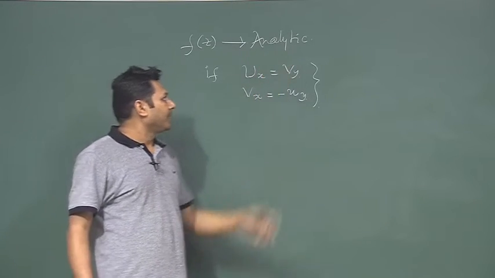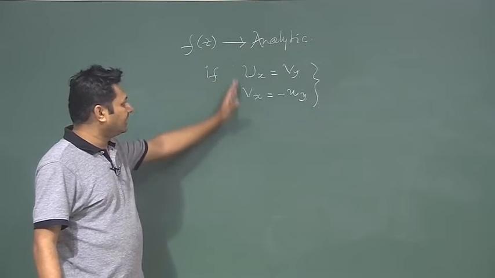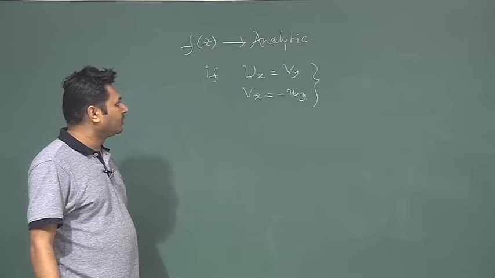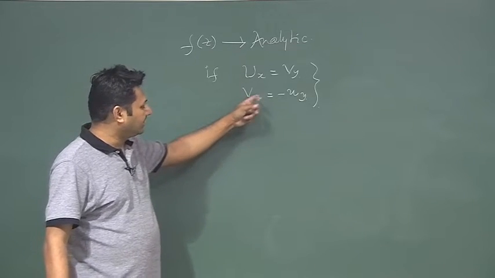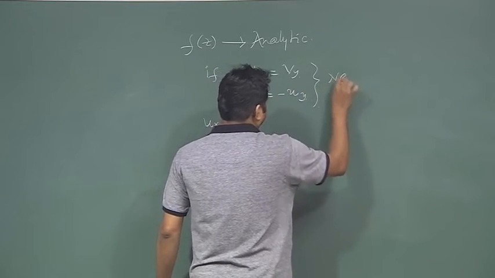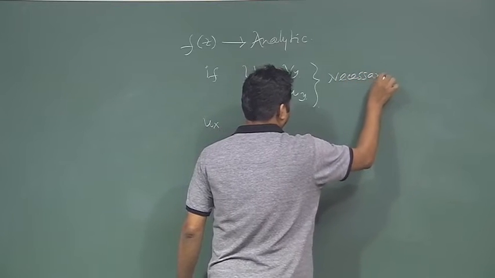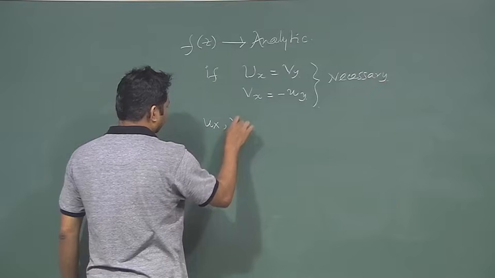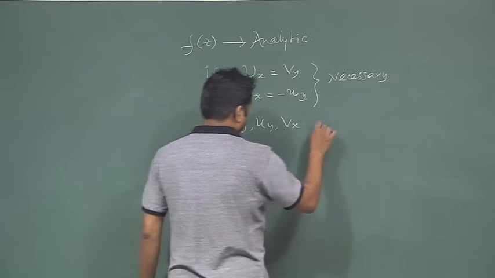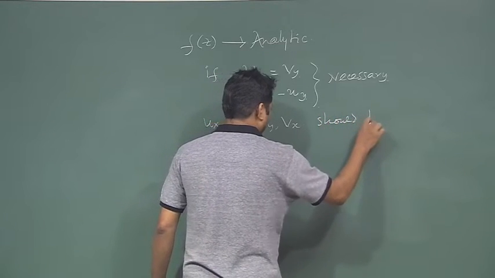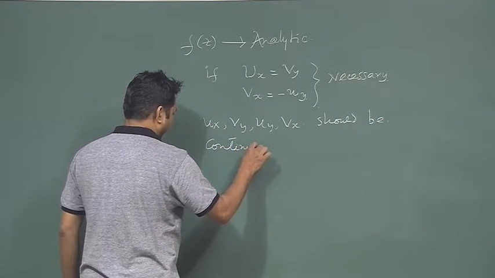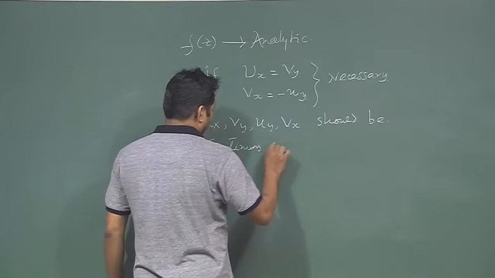So, this is a necessary condition to have the function analytic, and for a sufficient condition to have the function analytic, we must say that these four quantities, let me write it, u_x, v_y, u_y, v_x should be continuous over a region.